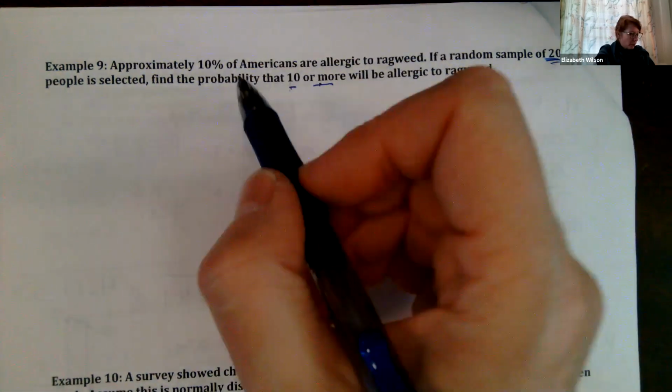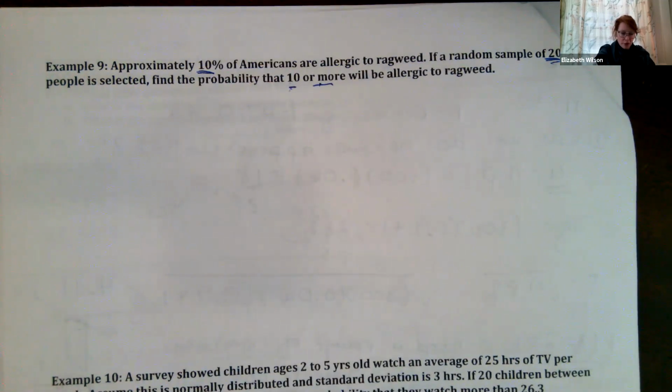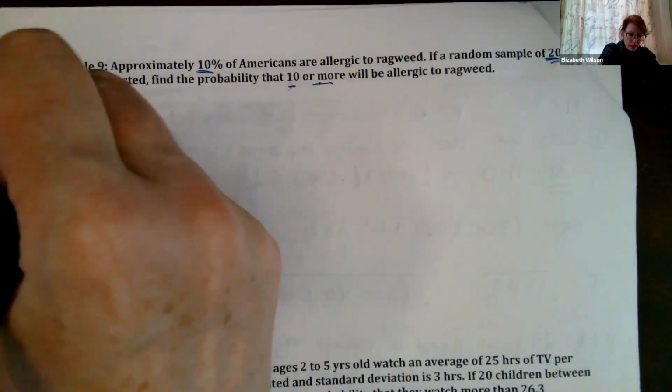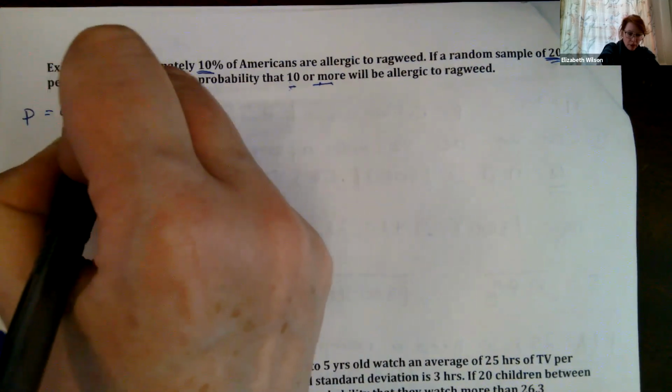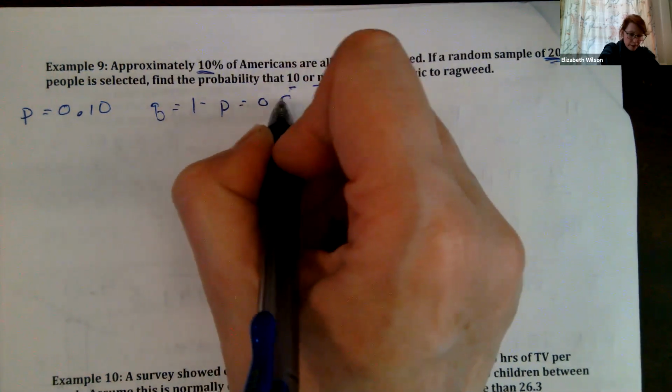Okay, so what we're looking for is this. 10% is going to give us our probability. So P, 10% is 0.10, which means that our Q is 1 minus P, which is 0.9.